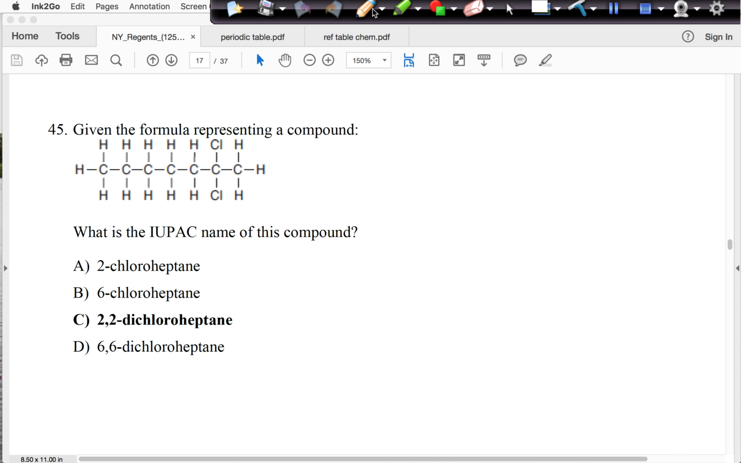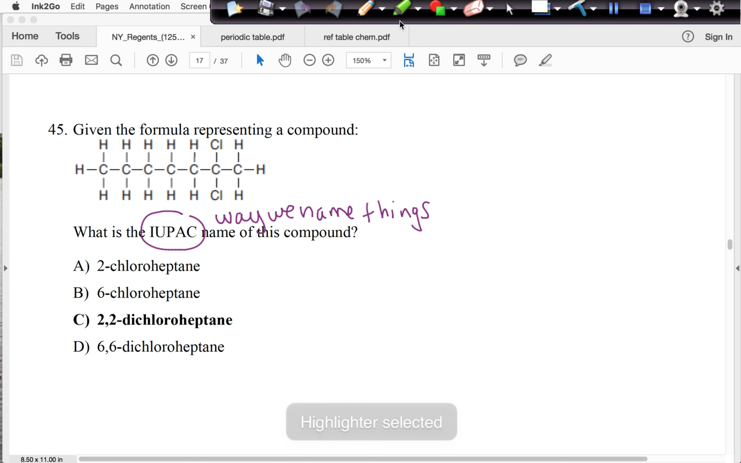For number 45, it's asking us, if we're talking about this compound, this formula representing a compound, what is the IUPAC name? Remember that you don't need to know what IUPAC stands for. It's just the way we name things. It's the people who come up with the rules of naming. And according to the IUPAC, we first find the longest chain of carbon atoms. We can use table P for the prefix.